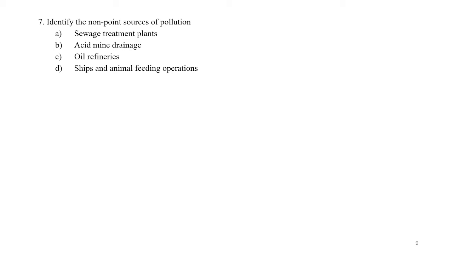So next is also about point and non-point sources of pollution. First is, identify the non-point source of pollution. A is sewage treatment plants. B, acid mine drainage. C, oil refineries. And D option is ships and animal feeding operations.